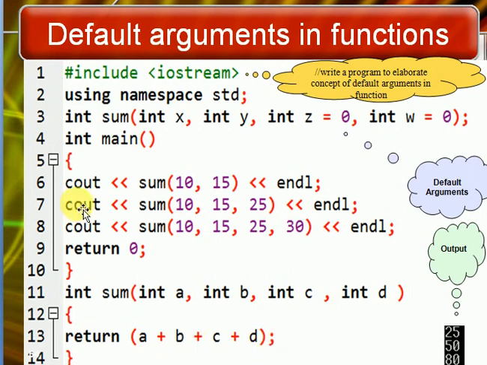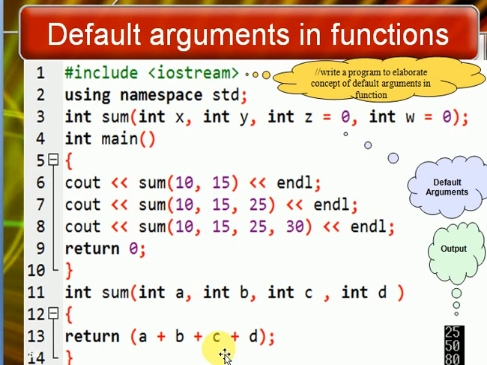Then in this case we are calling the sum function with 3 parameters. The fourth one is missing, so the function will use the default argument for the fourth argument. And then in this one all 4 arguments are given, so the sum of these 4 will be returned by this statement.